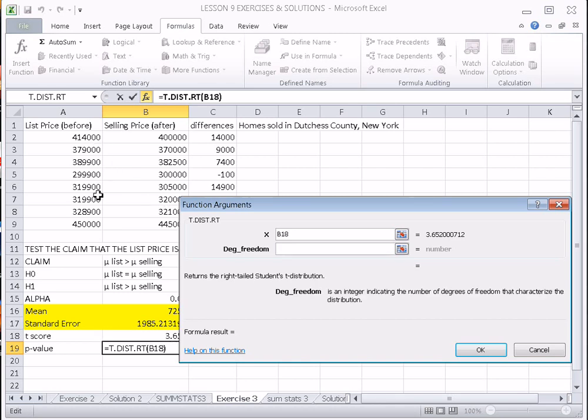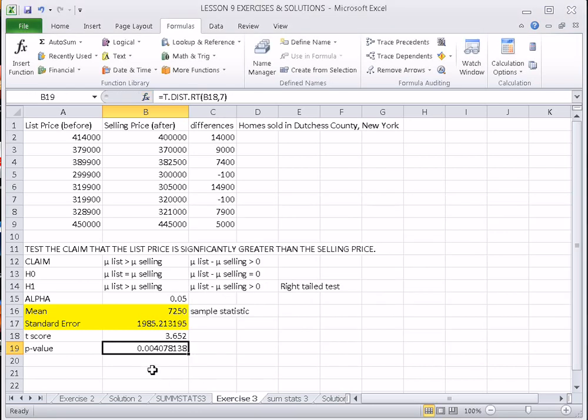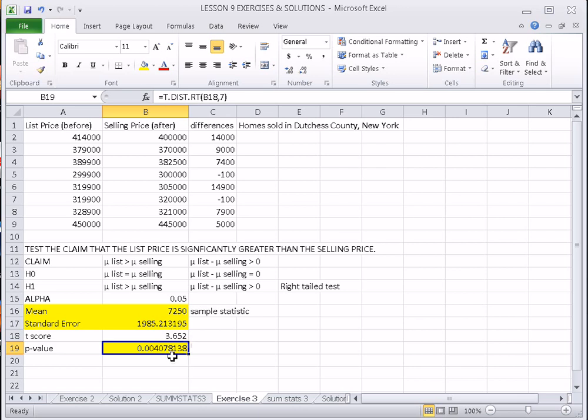Oh, how many was that? That looks like it was, I guess, 8. 1, 2, 3, 4, 5, 6, 7, 8. 1 less than 8 is 7. Wow. Okay. Now, because of the big difference between 7250 and 0, we ended up getting a p-value that is definitely smaller than our alpha.